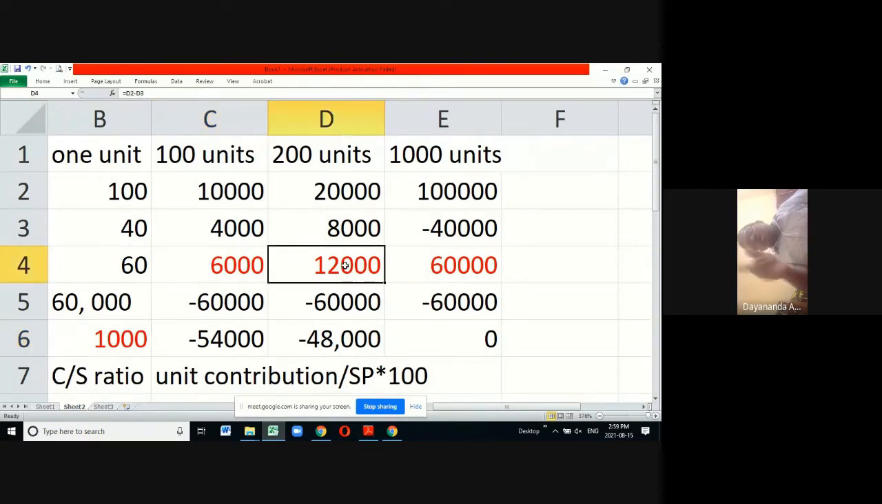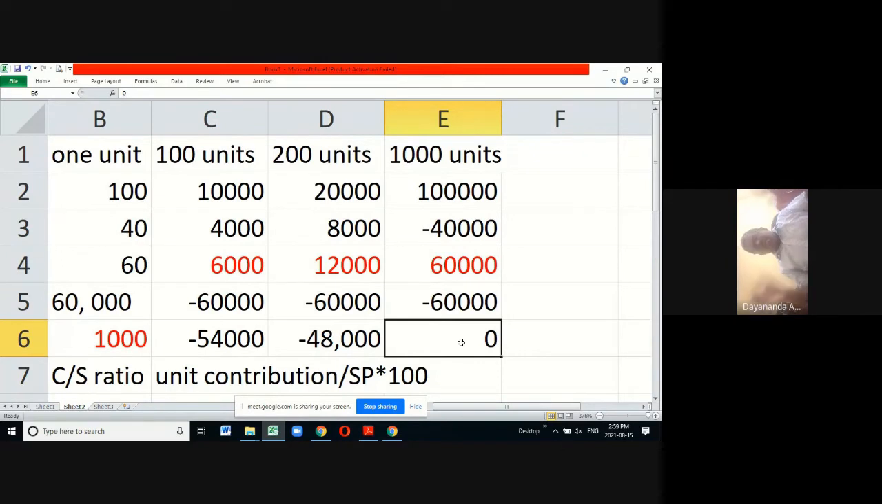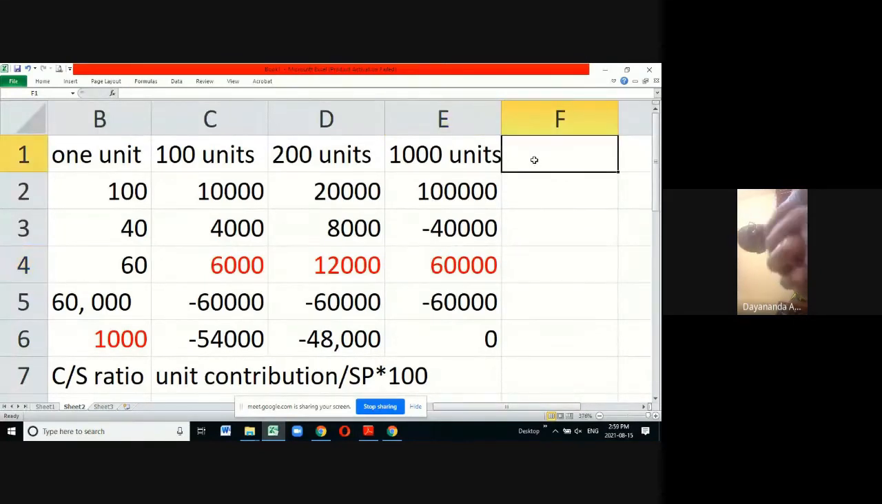Here your contribution is 12,000 and your fixed cost is 60,000, so you end up with a 48,000 loss. And similarly, here your contribution is 60,000 against fixed cost of 60,000, so you don't have any profit or loss. That's called break-even. So contribution is to cover your fixed cost and then your profit. So if you make it 2,000 unit sales, what happens?